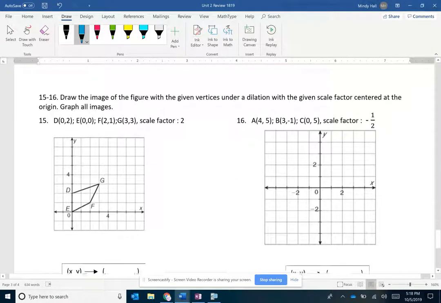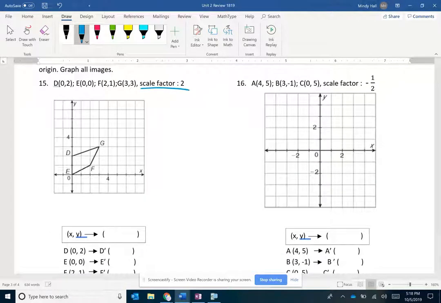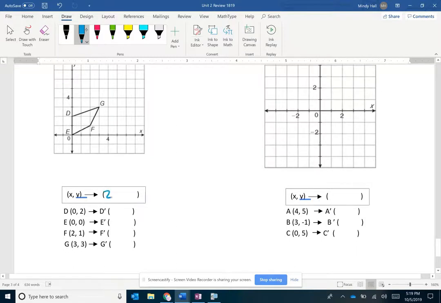All right, so then for 15 and 16, we are going to perform dilations with the given scale factor. So for this one, we have a scale factor of 2, which means we are just doing 2x and 2y, multiplying everything by 2. So 0, 2 would become 0, 4. 0, 0 is still 0, 0. 2 times 2 gives me 4 for F prime, and 1 times 2 gives me 2. And then for G prime, that would give me 2 times 3 is 6, 6.